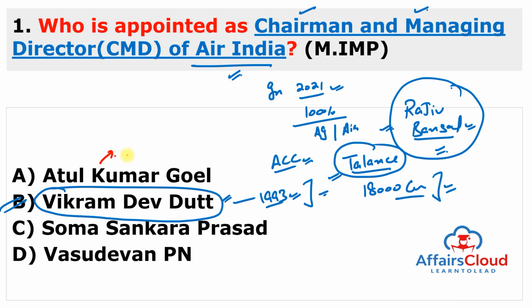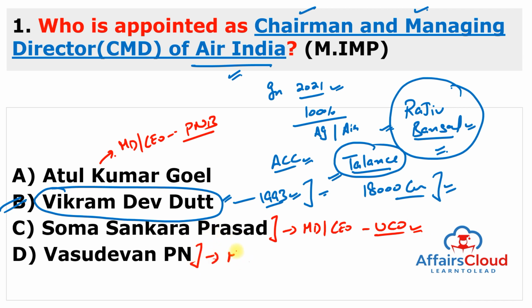First option, Atul Kumar Goyal. He was recently appointed as MD and CEO of Punjab National Bank. Next is Soma Shankar Prasad, recently appointed as MD and CEO of UCO Bank. Again, very important appointment. Next is Vasudevan PN. He was recently appointed as MD and Chief Executive Officer of Equitas Small Finance Bank. Very important appointments.